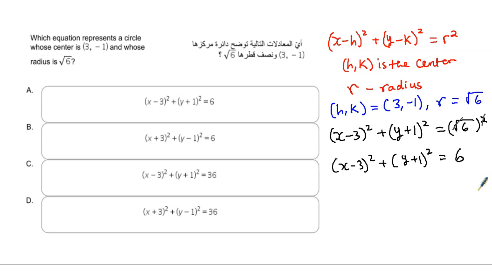So now you look at the question. There's a lot of traps. Some people might be here. Be careful, that -1 will make it positive. So the answer is going to be this one.